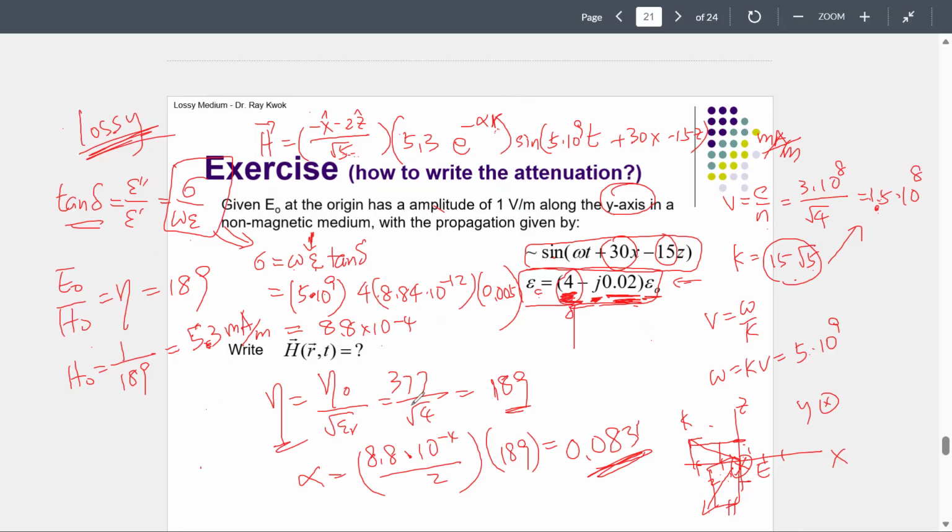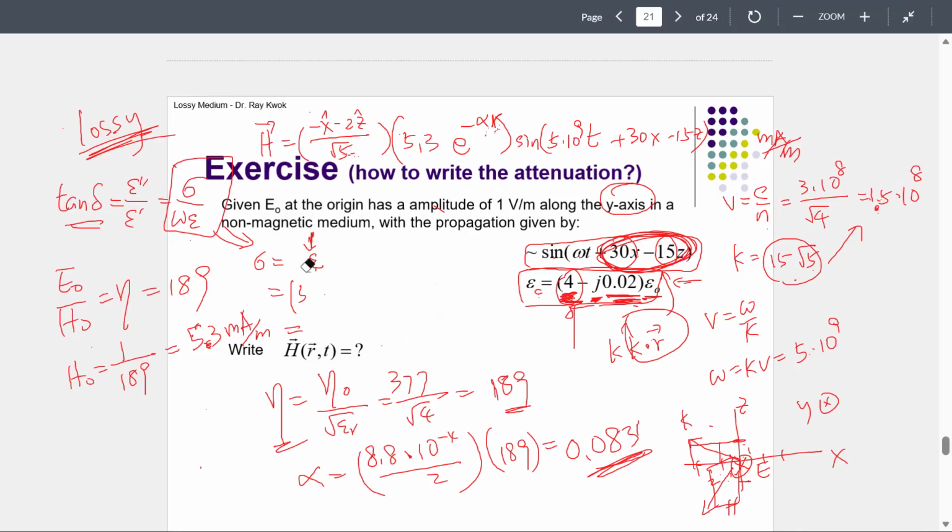So remember what K dot R is? This is K dot R, right? So K dot R means the magnitude of K hat dot R. That's what this term is. Same thing here, instead of KR it's alpha R. So what we want to do is write this as e to the minus. I'm going to tell you what to do, and then I'll explain why next time.